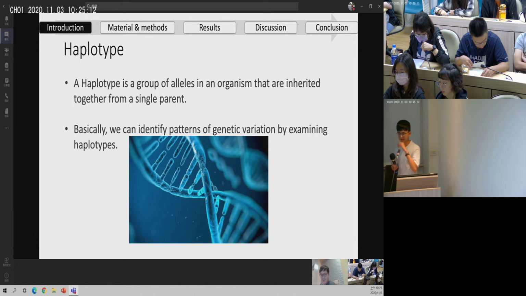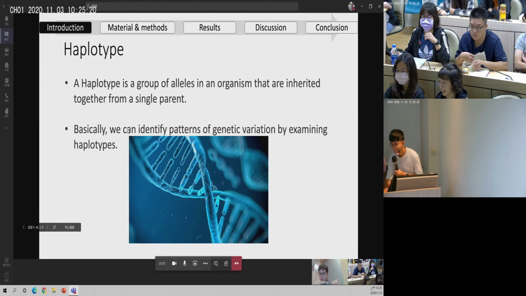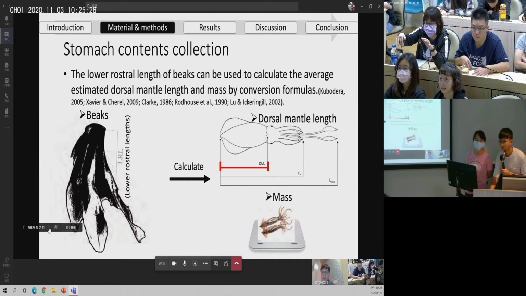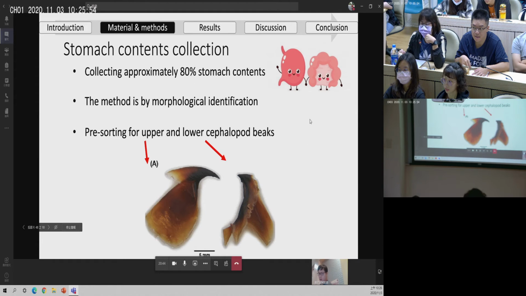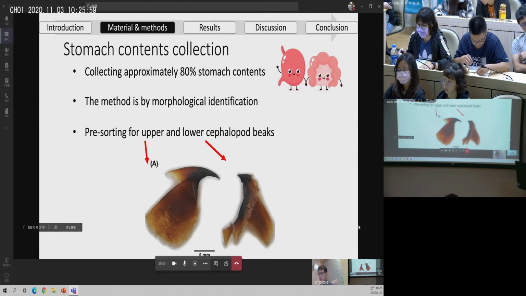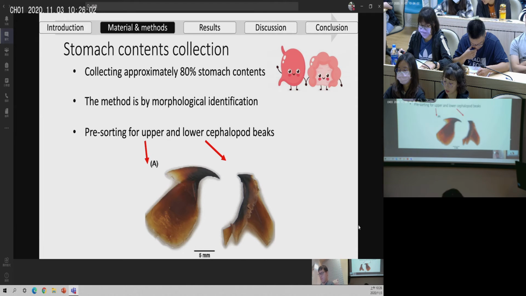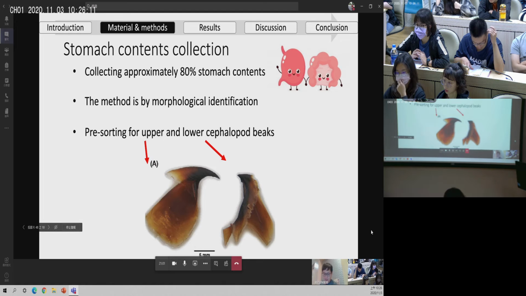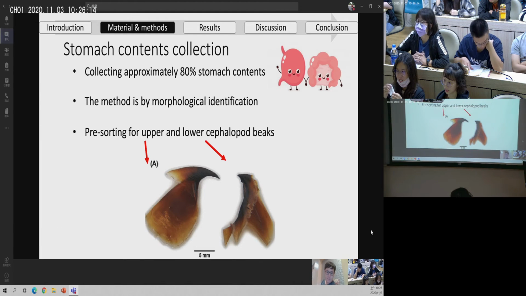Could you explain what morphological identification is? On what page? In the method. You want to know what morphological identification is. So you look with your eyes at the species, and with its characteristics you identify which species it is. Is the answer clear to your question?